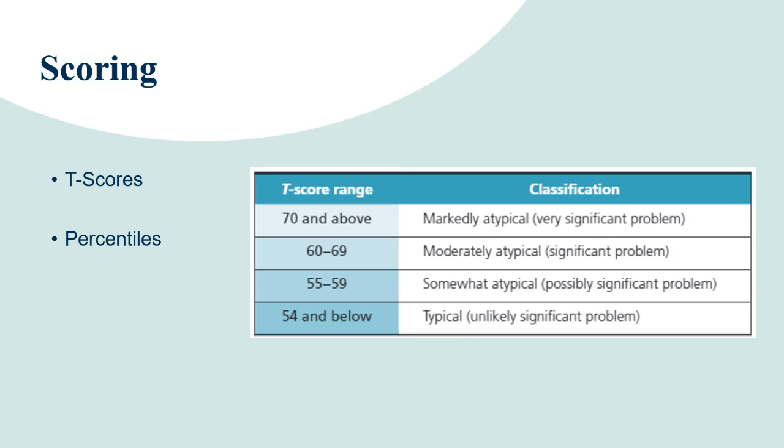So the normative scores reported are T-scores and percentiles. T-scores have a mean of 50 and a standard deviation of 10. And the percentile ranks indicate the percentage of the normative sample scoring at or below a given raw score. And on your screen, you will see the T-score range and classification table, which can be found in the manual.